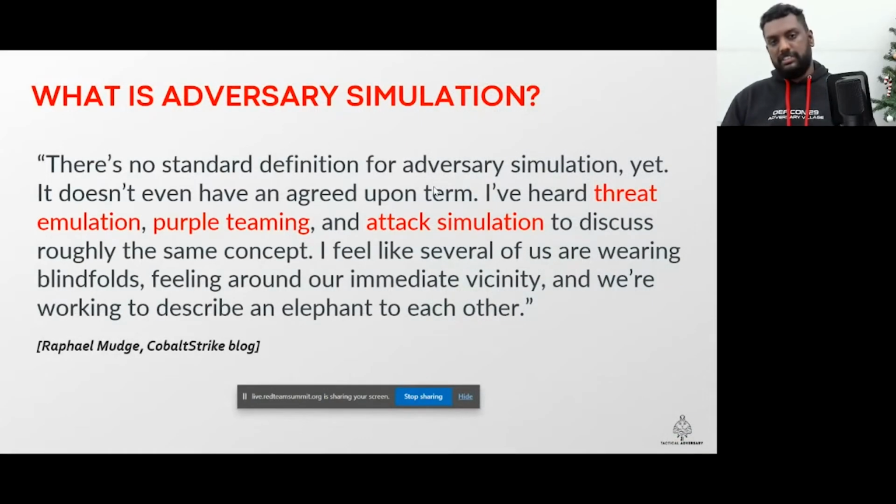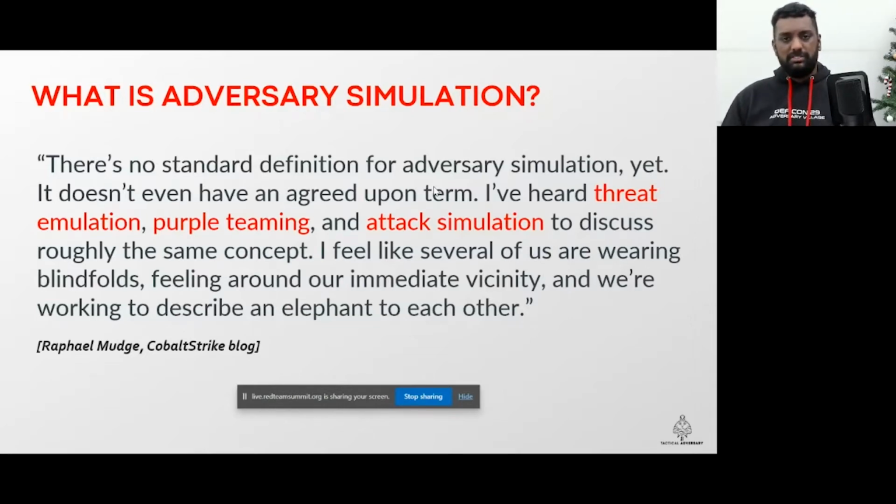Coming back to adversary simulation, which is our topic today. This awesome explanation, I got it from Raphael Mudge from Cobalt Strike. You could check that Cobalt Strike blog. There's a very awesome blog post written by Raphael. So here we don't have something which could segregate the difference between adversary simulation, emulation, purple teaming kind of terms, right?